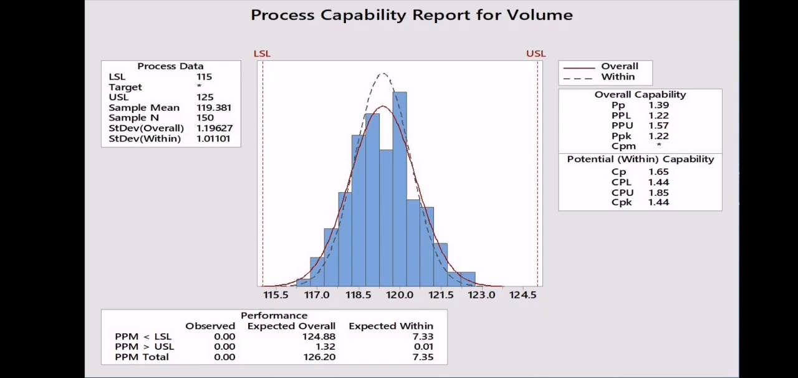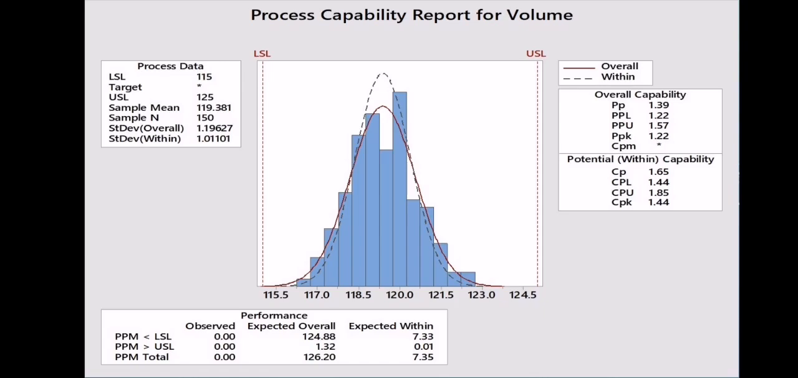Now, of course, this process is not centered, so we need to also look at the lower side in particular. So to calculate the CPK, the one-sided process capability index, we take the difference between the process mean and the nearest specification limit, which is the lower specification limit in this case, and we divide that by 3 sigma, and that gives us CPK of 1.44, which again is satisfactory. It's bigger than 1.33. So this process, at least in the short term, is potentially capable. It's capable of satisfying this customer specification.